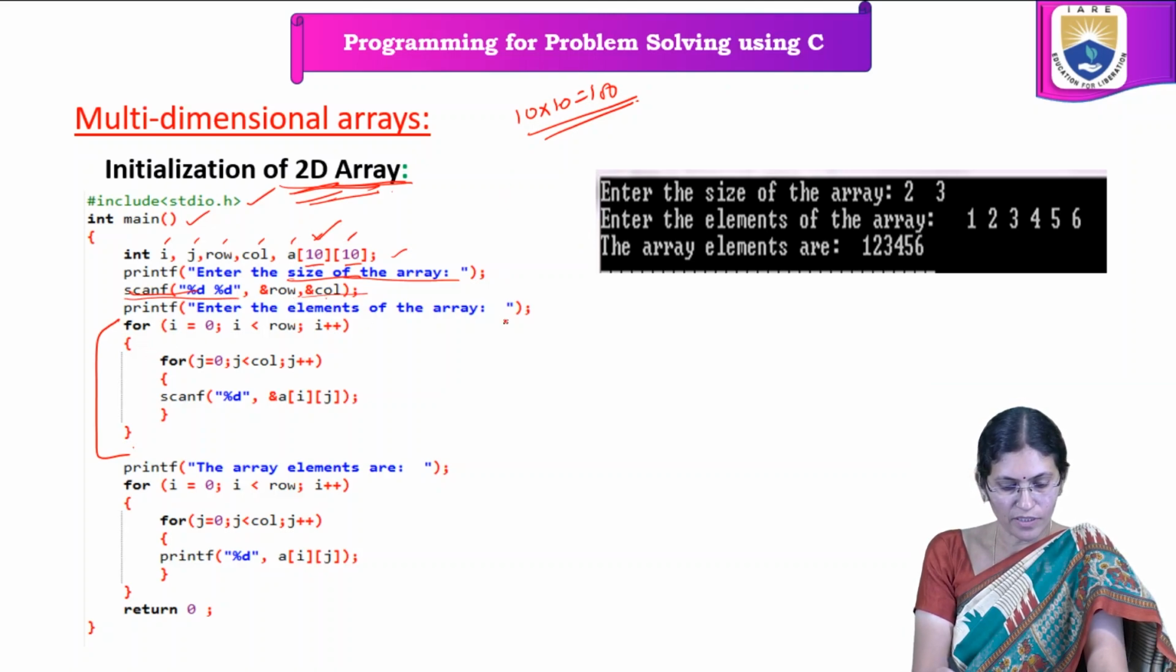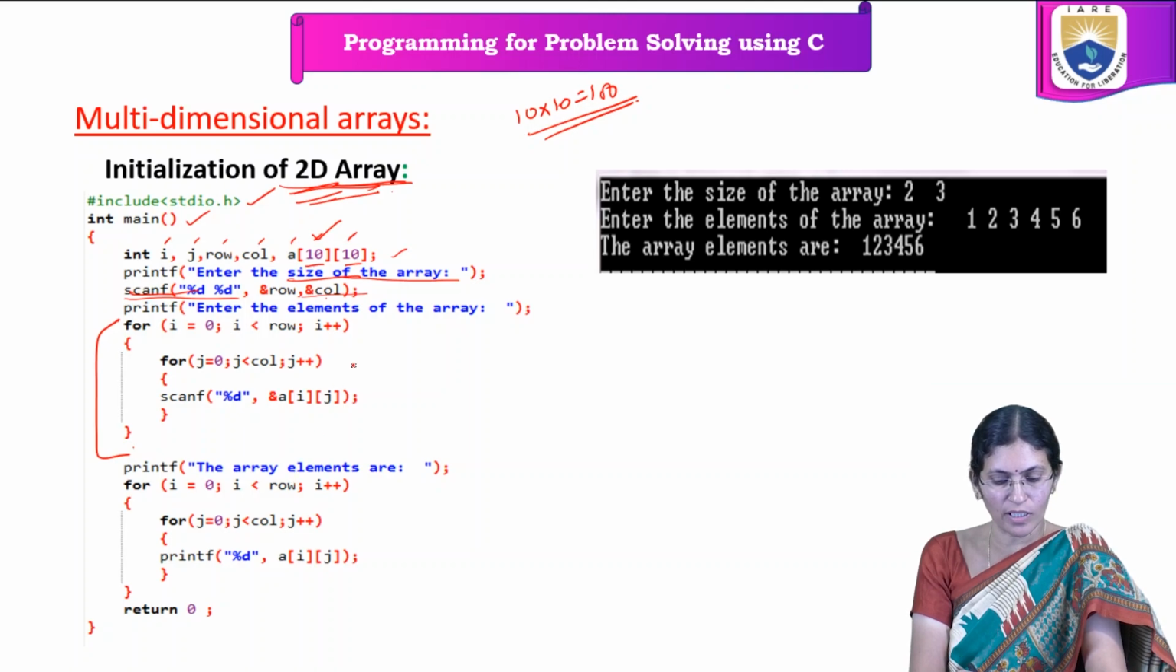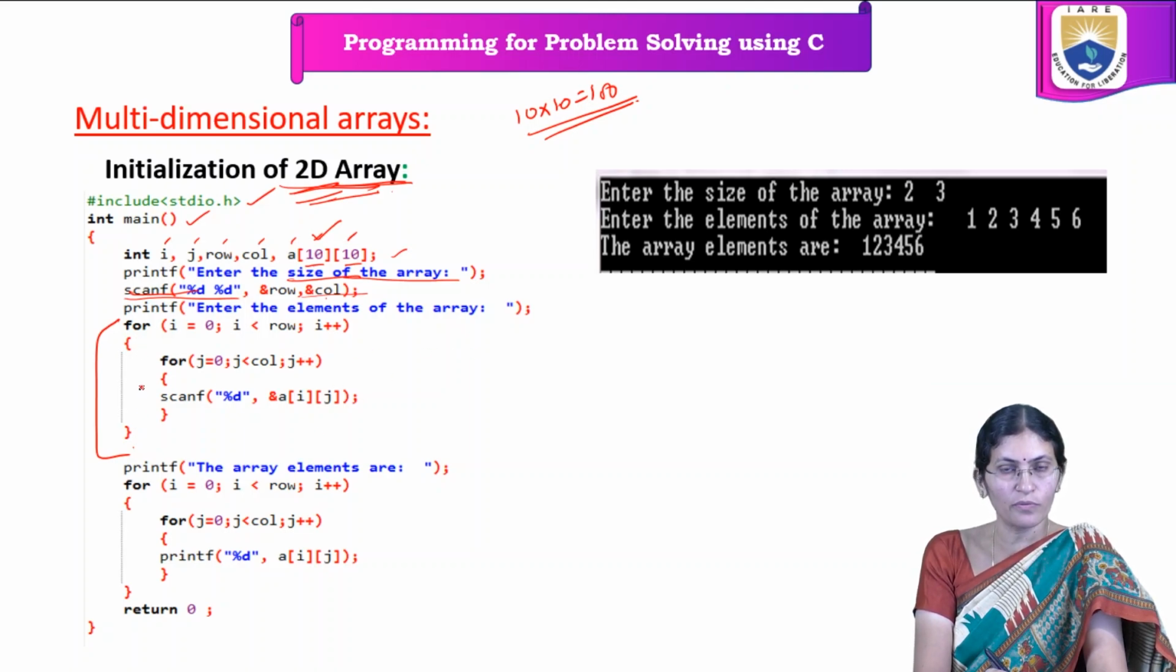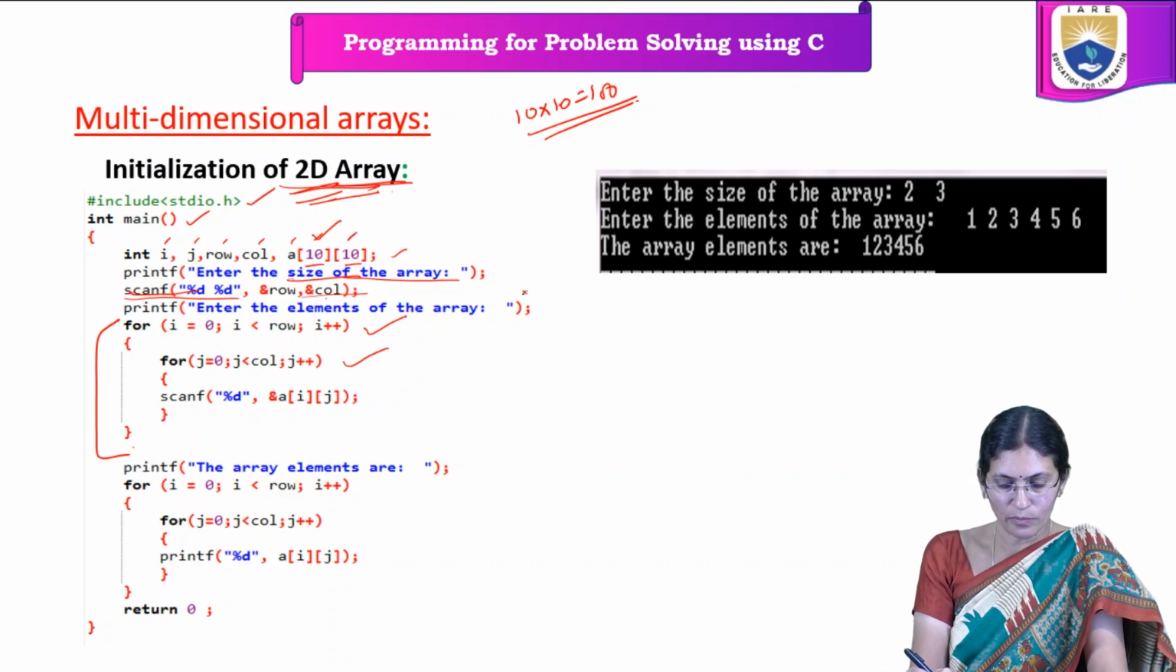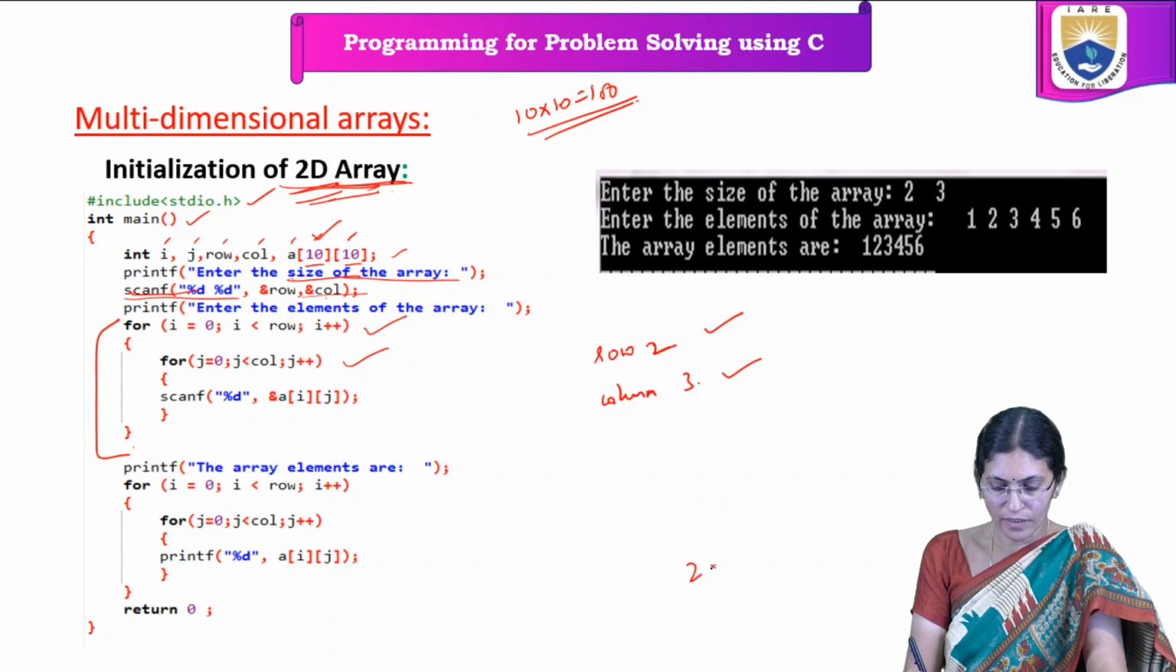Next, in order to read the actual elements of the array, we use two for loops. One for loop will iterate over the rows and another for loop will iterate over the columns. Suppose we enter the row size as 2 and the number of columns as 3. So you have 2 rows and 3 columns, and we can consider it as a 2 by 3 matrix.